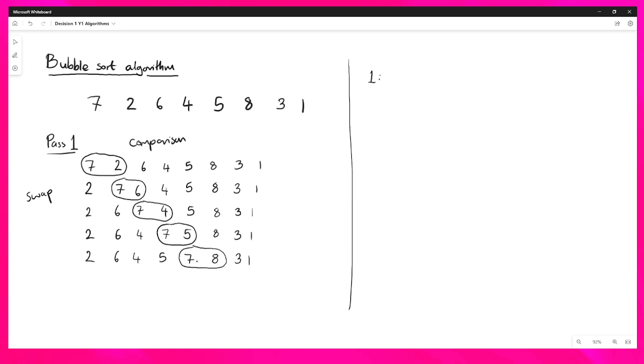Here, we are doing a fifth comparison, but because 7 is smaller than 8, we don't swap the numbers over. So we don't have a swap here. So we've got 5 comparisons, but only 4 swaps so far. We're nearly finished with this first pass. So we compare the 8 and the 3. We swap those over.